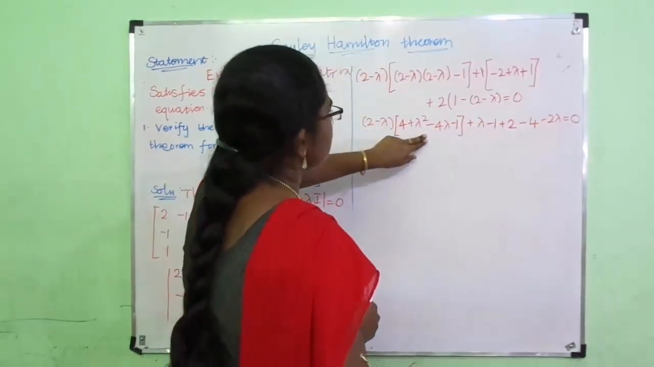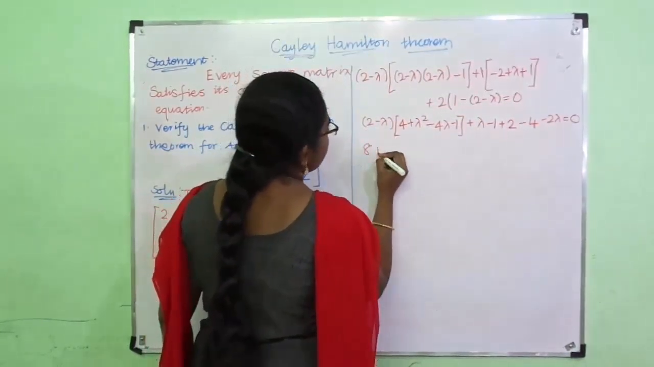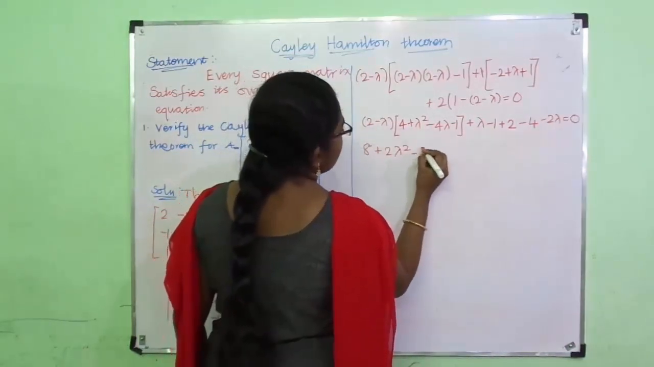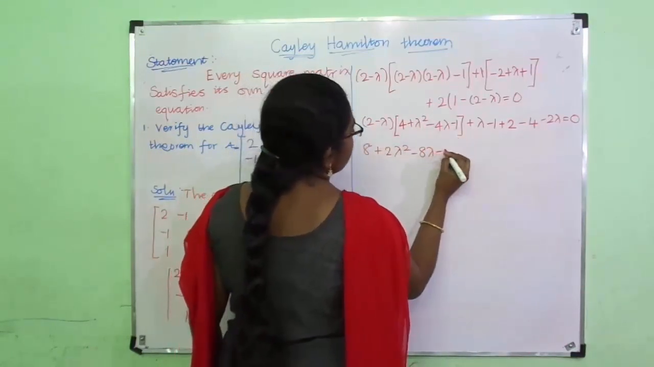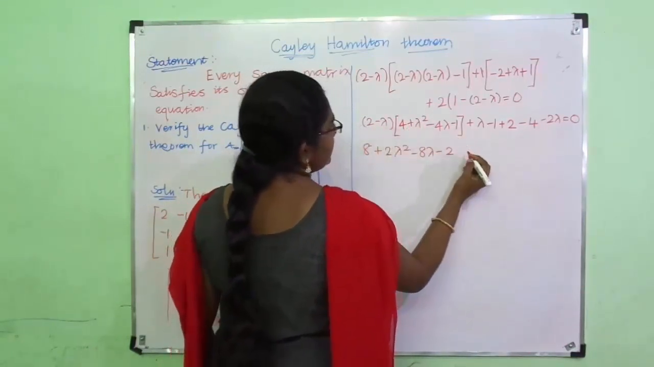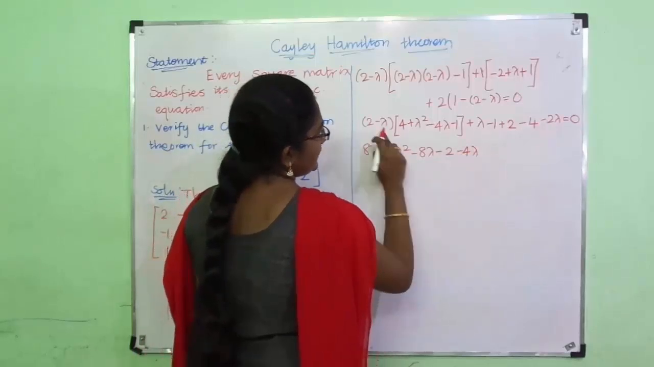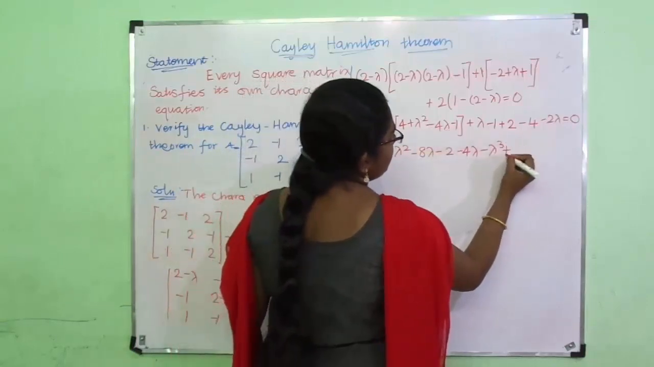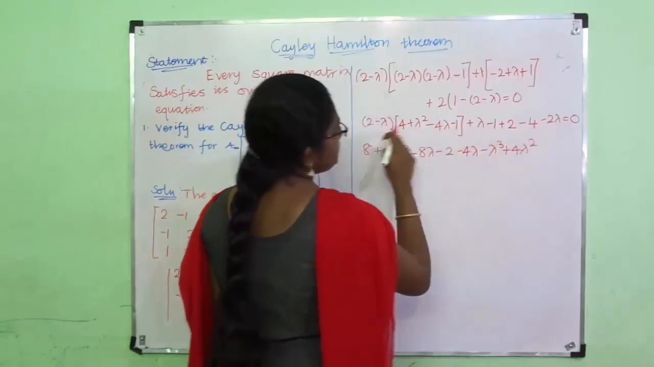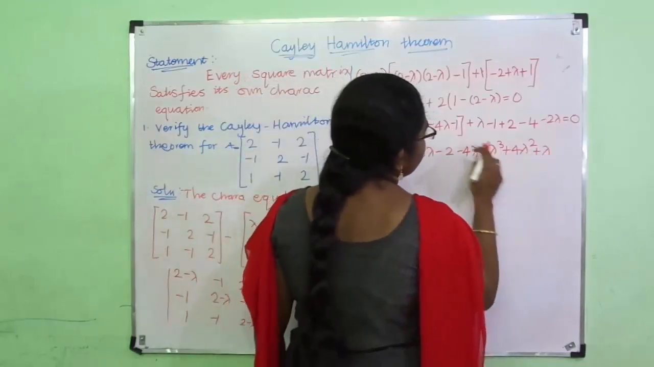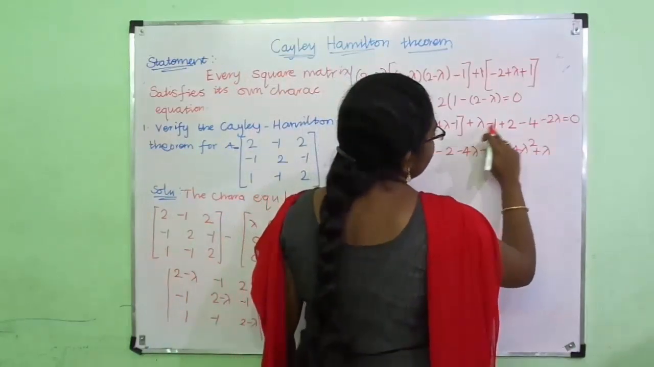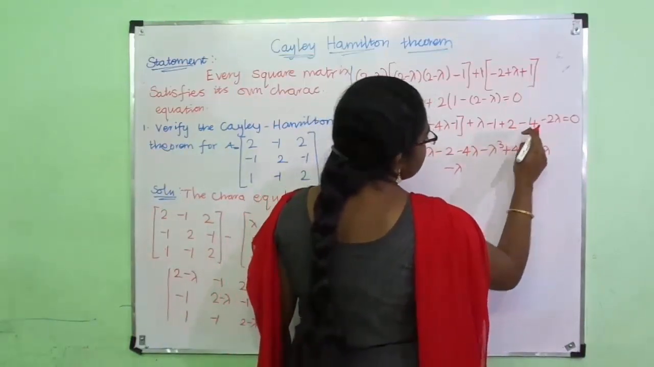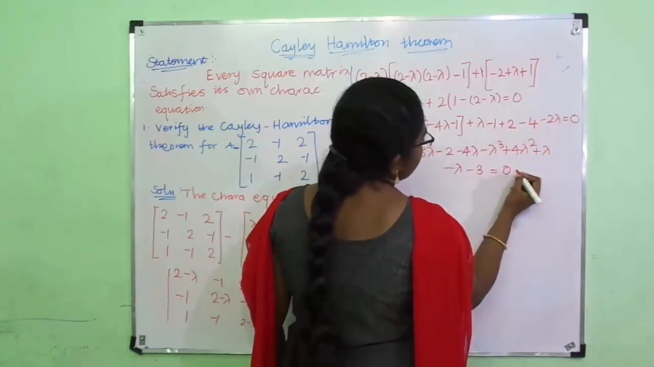Next step, we have to multiply this 2 minus lambda inside, 8 plus 2 into lambda square, 2 lambda square, 2 into minus 4 lambda, minus 8 lambda, 2 into minus 1 minus 2, minus lambda into 4 you get minus 4 lambda, minus lambda into lambda square you get minus lambda cube, minus lambda into minus 4 lambda you get plus 4 lambda square, minus lambda into minus 1 you get plus lambda. You can simplify this side, lambda minus 2 lambda you get minus lambda, minus 1 plus 2 minus 1 you get minus 3, which is equal to 0.